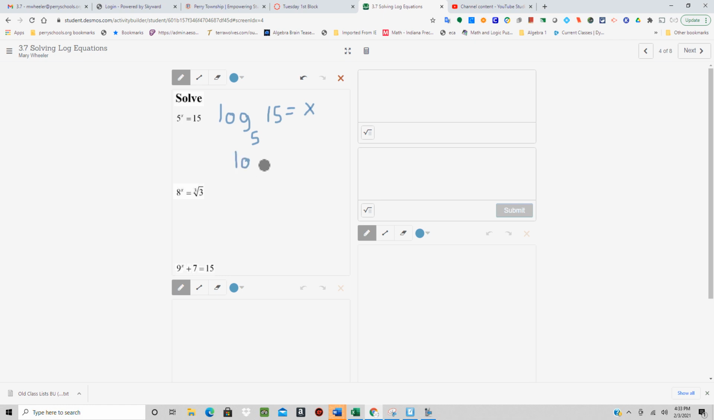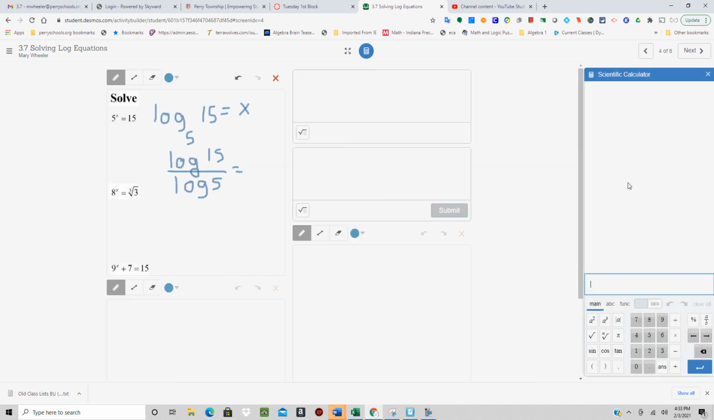So log 15 divided by log 5. Be careful, that's not log 3. That's definitely going to be something for the calculator. Log 15 divided by log 5, 1.68.